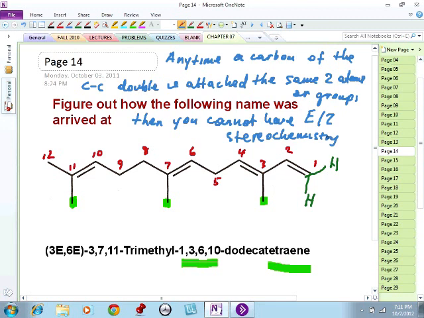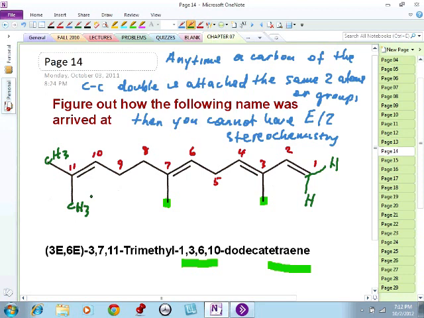And that is why, if you take a look at this, this carbon here is attached to 2 hydrogen atoms, so there is no basis for us to assign priority here. The same thing here, this carbon here is attached to 2 methyl groups. You can see this is a methyl right here, and this is another methyl. So there is no basis for us to assign priority. So in that case, you cannot do E stereochemistry.